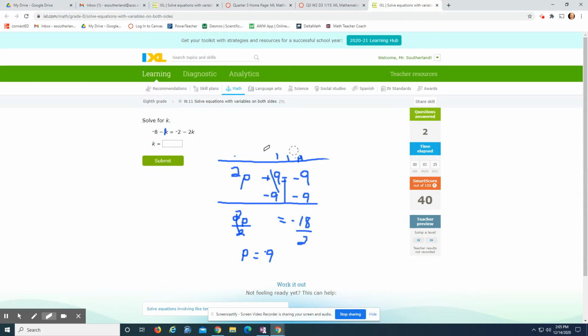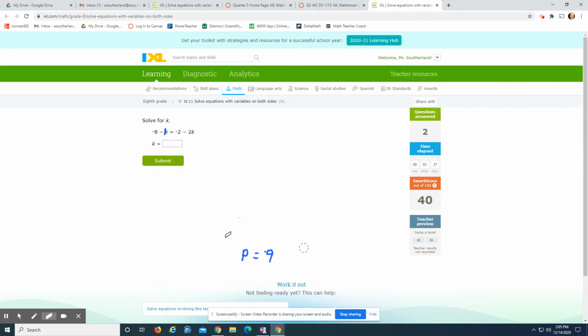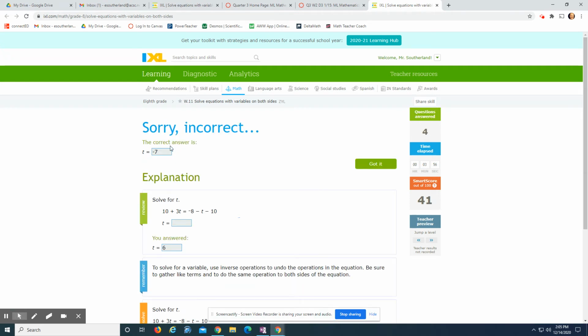I'm going to guess on this problem so I can get it wrong on purpose because I want to show you how to read the expectations when you get something wrong on IXL. And so I'm going to guess and say that the answer to this problem is 6. It happened to be 6. That's just a lucky guess. Honestly, we'll guess on this one. We'll try 6 again. And you'll notice I got it wrong. And so the answer is negative 7.